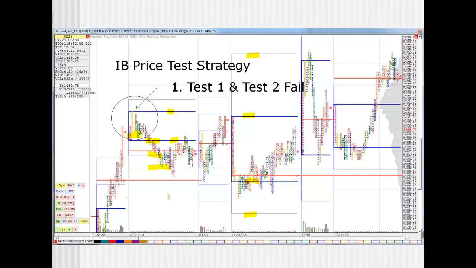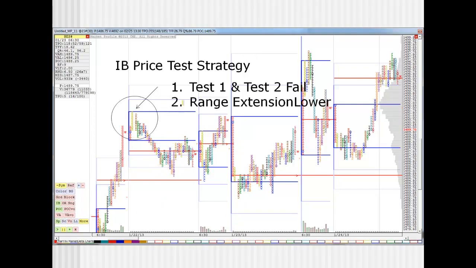All right, so the parameters for our strategy basically are: we are looking for the initial balance high and the initial balance low to get tested. If the initial balance high is being tested, it needs to be tested twice. If two tests fail, as soon as we take out the low of the bar that created the second test, then it is time to take a short entry, in this case, since we were testing the high.